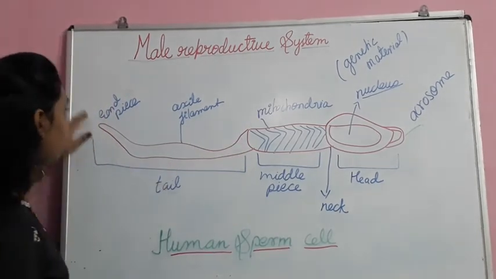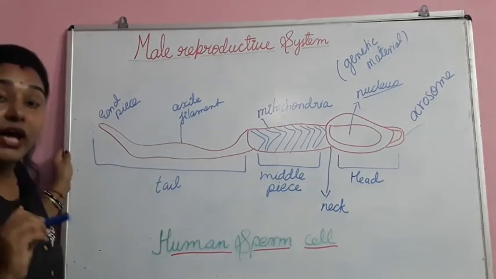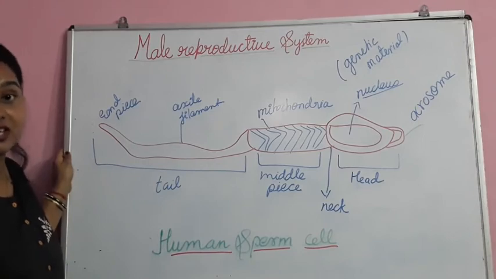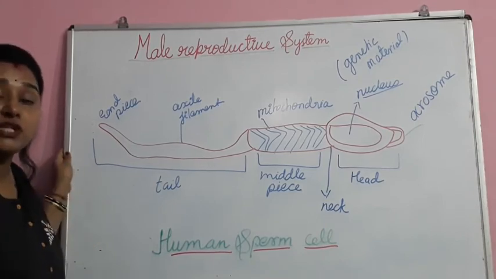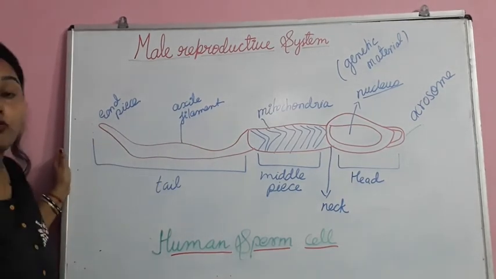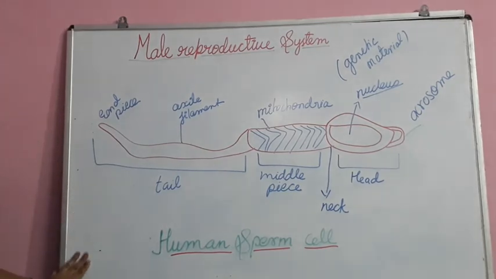This long tail which you can see is there to help the cell to move and reach its destination, where it has to go to the fallopian tube and meet with the ovum. So this is to help for its movement, for its mobility. This is the structure of a typical human sperm cell, as you can see over here.